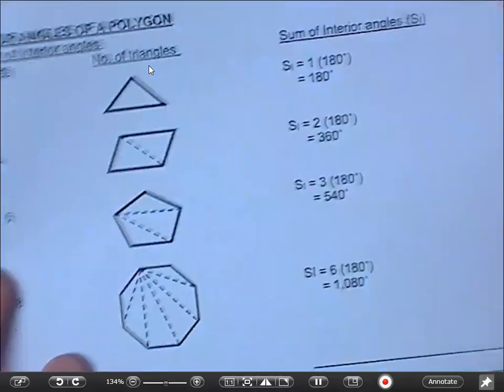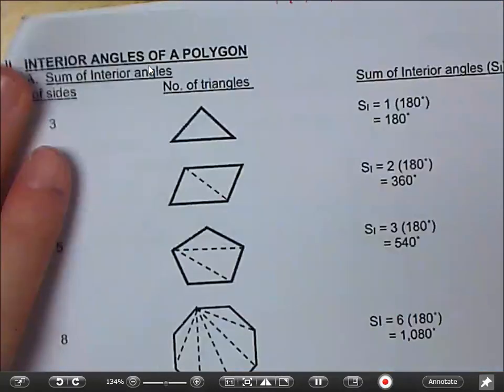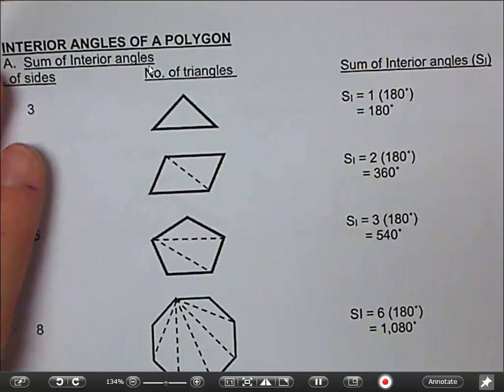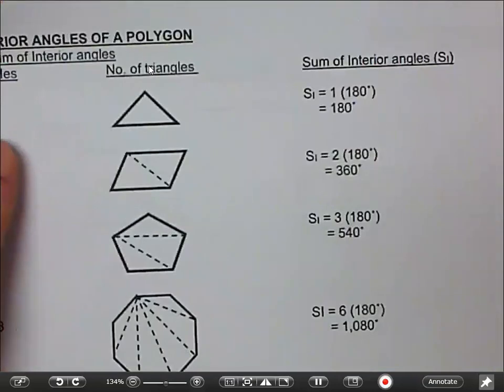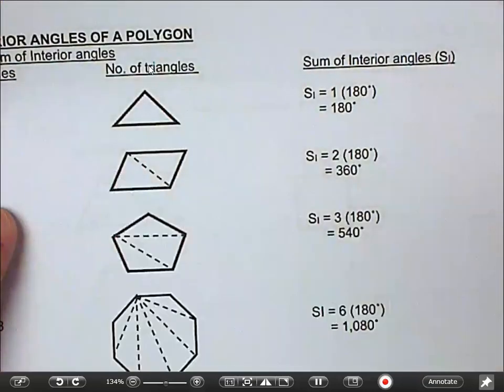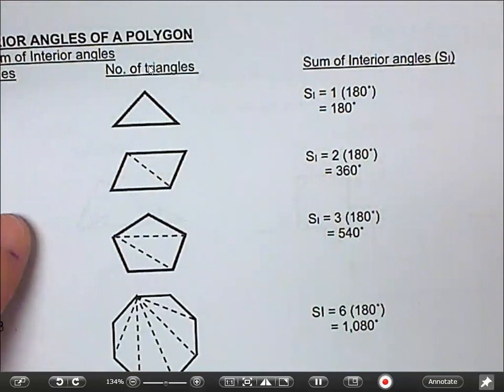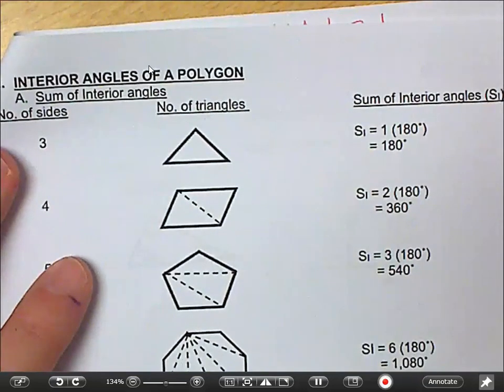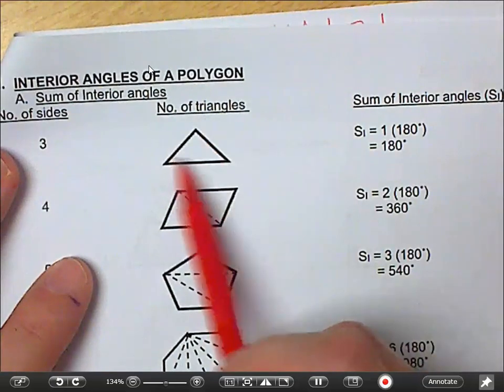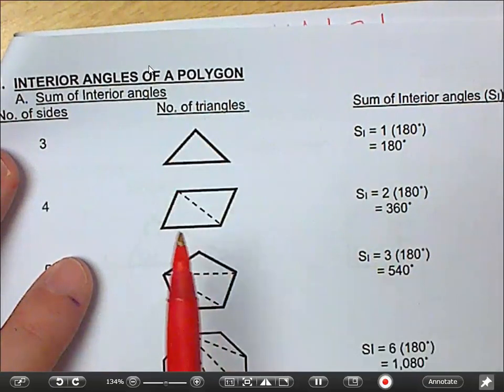Moving right along, here's where we're going to do a little bit more number crunching. We've done the classifying, we've done the definitions, but now we're going to get into some actual numbers. What they're going to start asking you is they're going to say, okay, here's a polygon. Try to find the sum of the interior angles. In other words, you're trying to figure out what all the angles inside add up to.